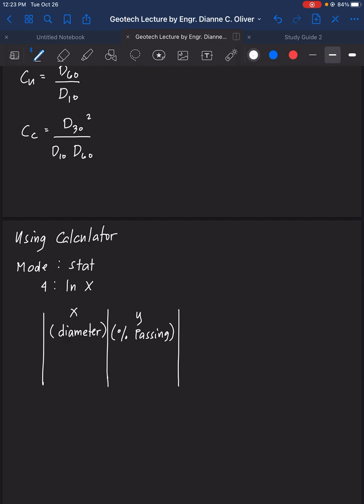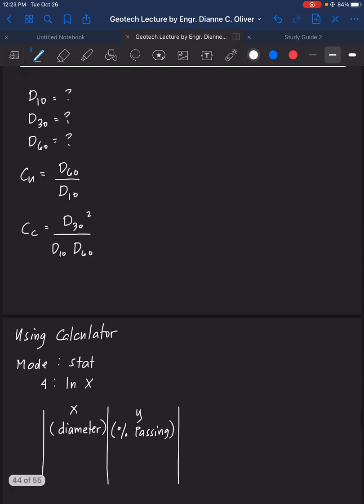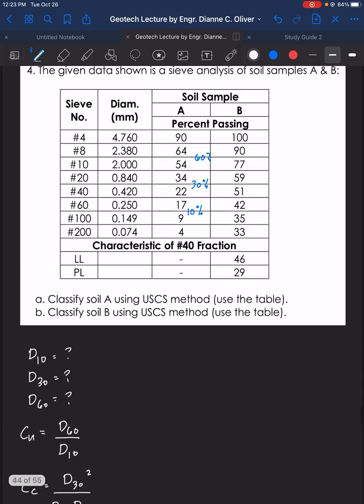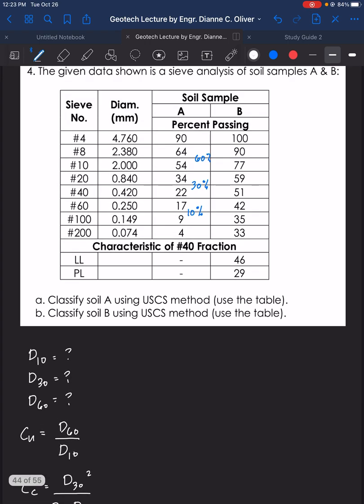So there's an x and y column there. Okay. Now let's go here again. Let's solve first for the D10. For D10, you see here that it is in between 17 and 19. So this is the data that you will need at this portion here. These 2 rows here.